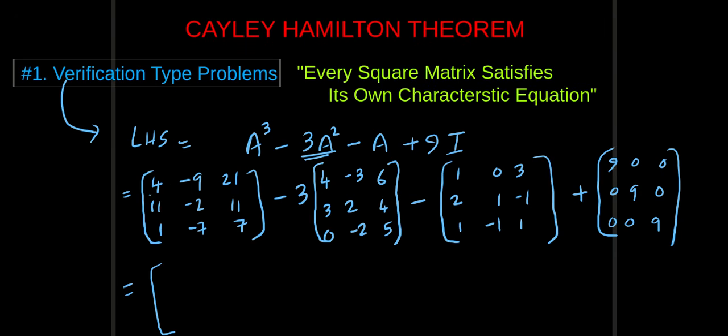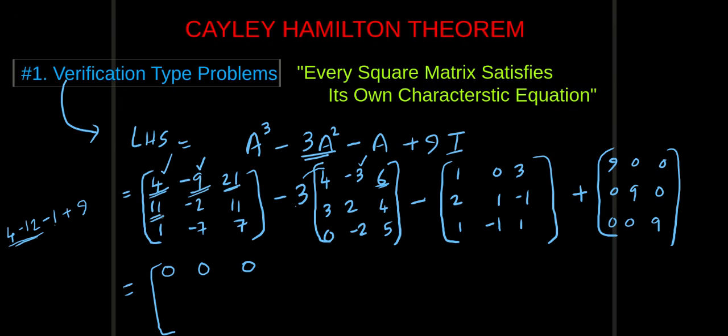But in case you're worried about your calculation, you can check it, 4 and then minus 12 and minus 1 and plus 9. So 4 minus 12, that will be minus 8, minus 1 minus 9, so that is 0. And next is minus 9 plus 9, that is 0.